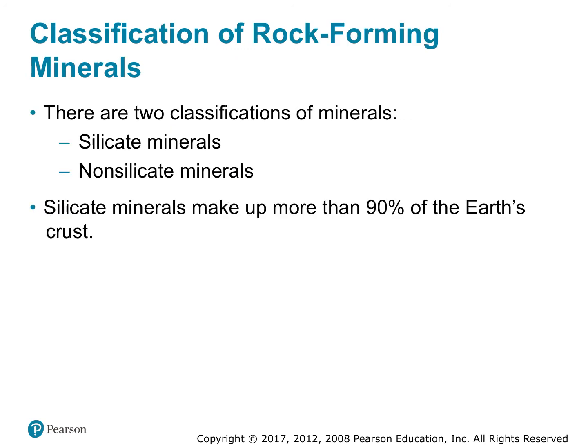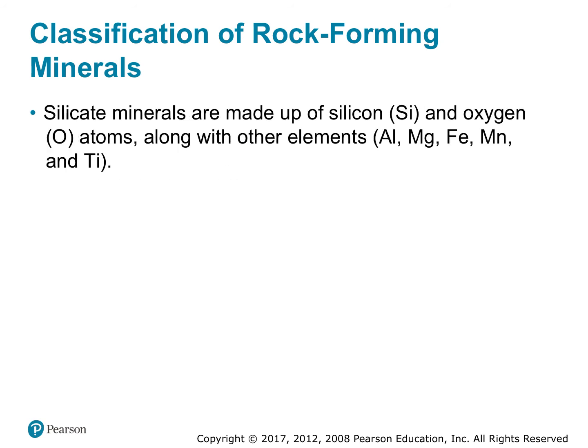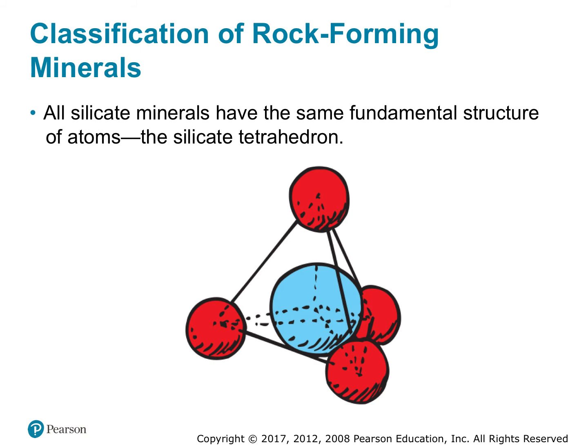Now, there are just two classifications of minerals. They're what are called silicate minerals and non-silicate minerals. Silicate minerals make up 90% of the Earth's crust. Silicate materials are made up of silicon and oxygen, but sometimes they can include other elements such as aluminum or magnesium or iron, etc. And all silicate minerals have the same fundamental structure of atoms, the silicate tetrahedron.